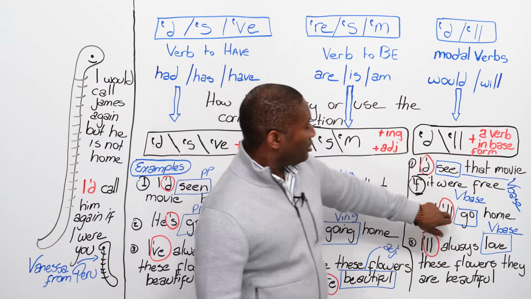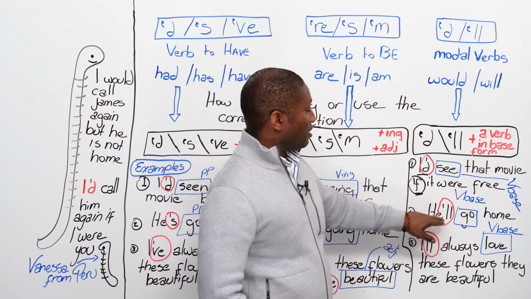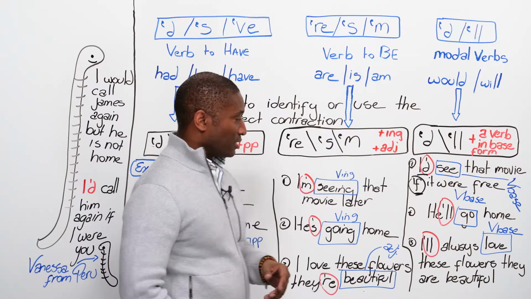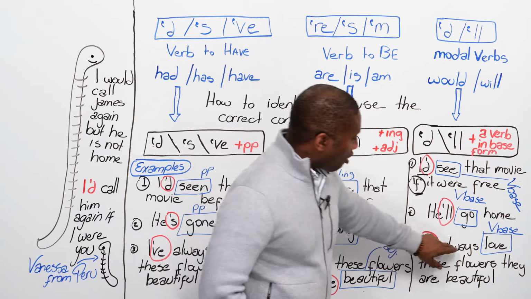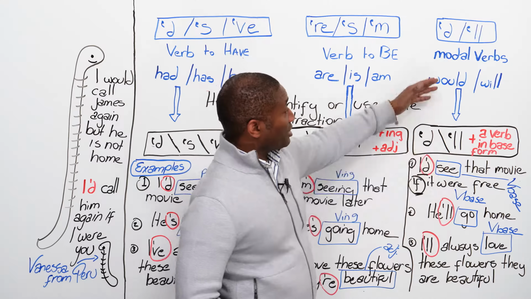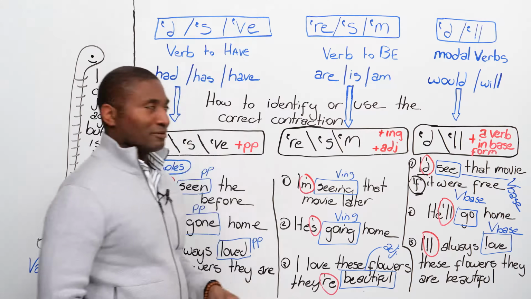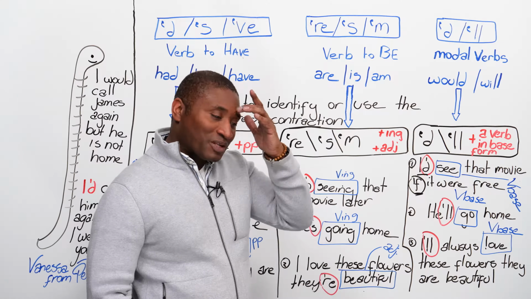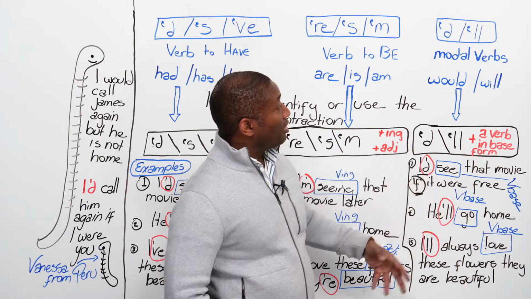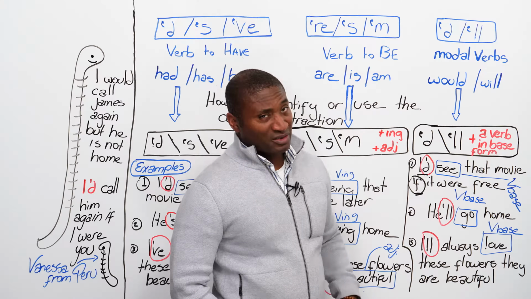The next one. He'll go home. The verb is in the base. So we know this, apostrophe L, is he will go home. Future tense, right? Like he will go home in 5 minutes or what have you. And let's look at the final one. I'll always love these flowers. They are beautiful. I'll, apostrophe, we know this, we're using contraction. And love is in the base form, not loved. So I'll love, base form. This way we know that this is a modal verb and we're using will. Pretty good? Got it so far?